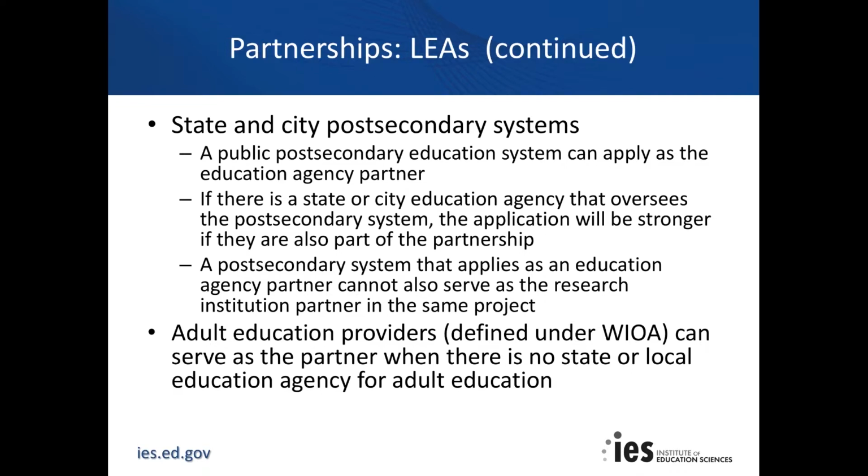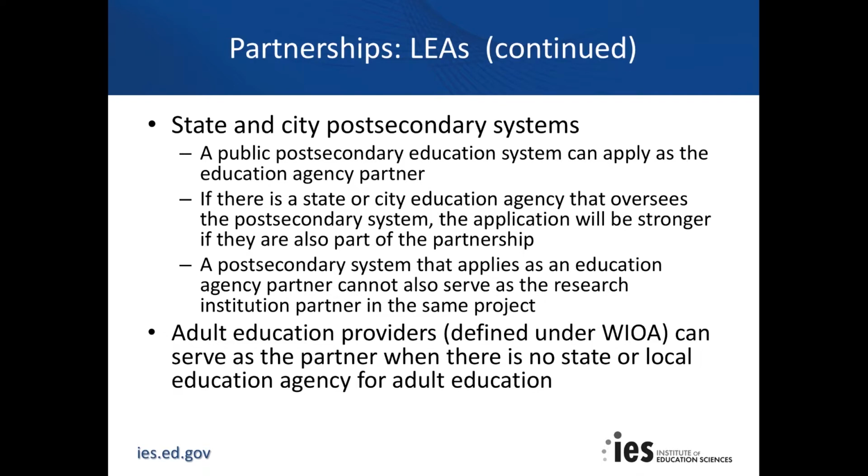And some additional partnerships for LEAs are state and city post-secondary systems. For example, a public post-secondary education system can apply as the education agency partner. If there is a state or city education agency that oversees the post-secondary system, the application will be stronger if they are also part of the partnership. A post-secondary system that applies as an education agency partner cannot also serve as the research institution partner in the same project. Adult education providers defined under WIOA, which is the Workforce Innovation and Opportunity Act, can serve as the partner when there is no state or local education agency for adult education.